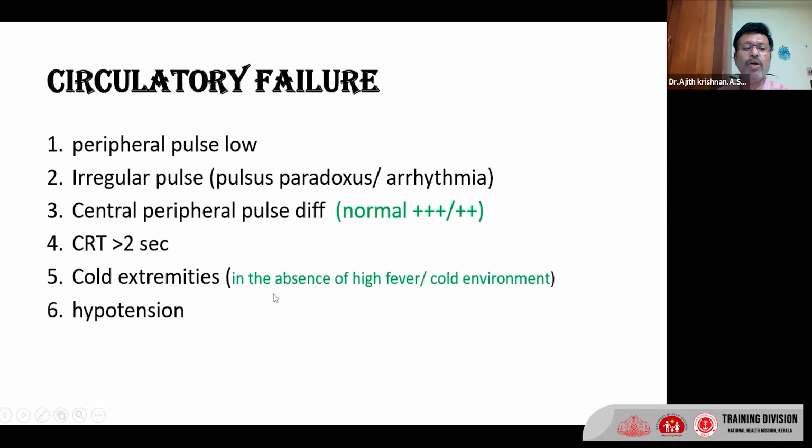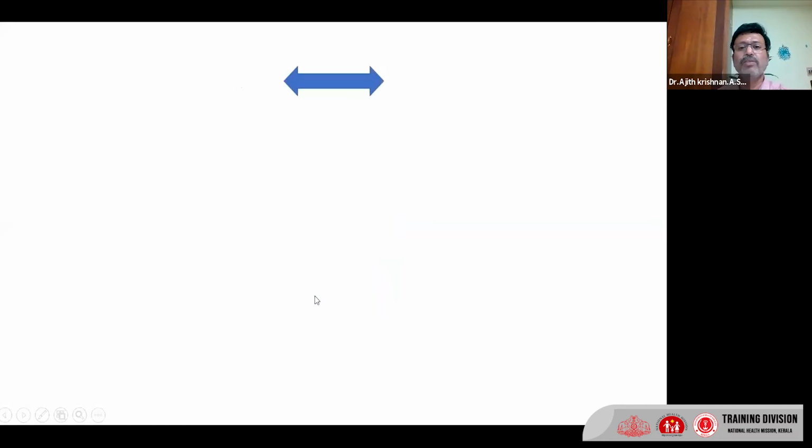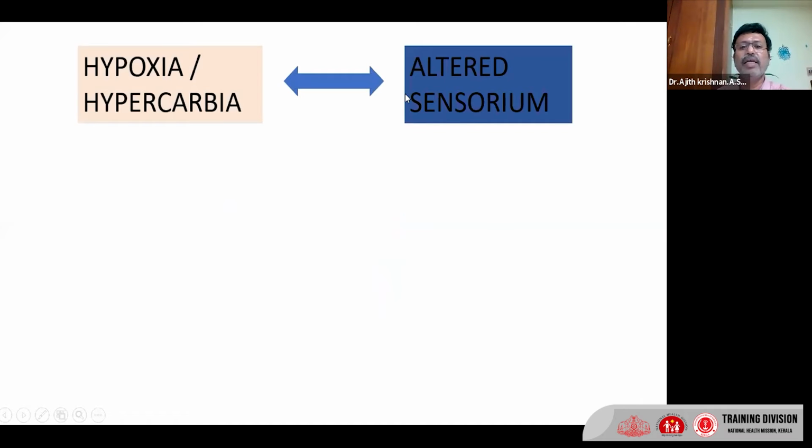and look at the BP. So we have to assess the neurological status by assessing the sensorium of the child. Is the child having seizures, and what is the pupillary response? When a child comes with altered sensorium, you cannot differentiate whether he has developed altered sensorium because of hypoxia or hypercarbia, or the altered sensorium, that is the encephalopathy, has resulted in hypoxia and hypercarbia. So it's a vicious cycle.